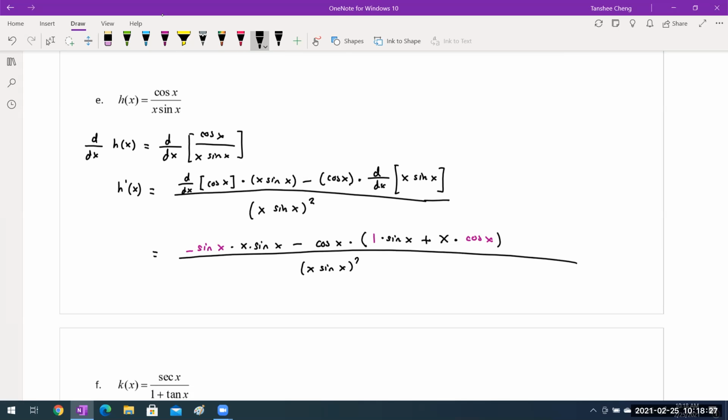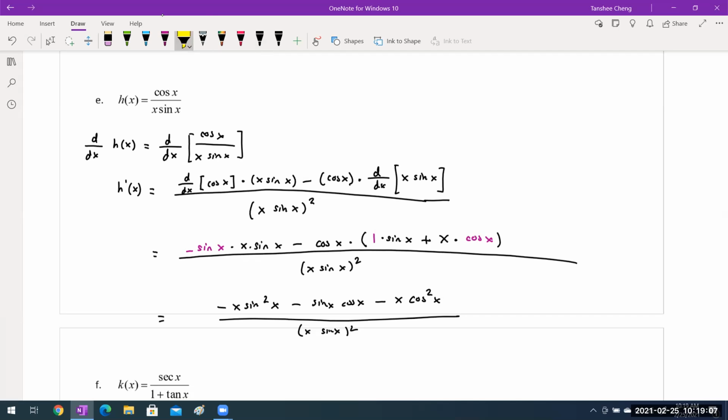So sine x squared in the denominator. Simplifying a little bit, that will give us negative x sine square x minus sine x cosine x minus x cosine square x, all over x sine x squared. And you need to be able to see which identity to use to continue simplifying in some of the cases. So I'm going to try to show you on this one.